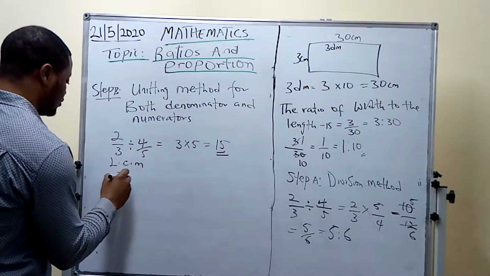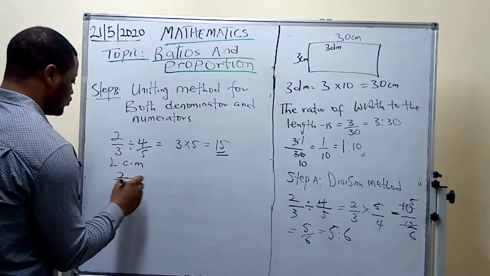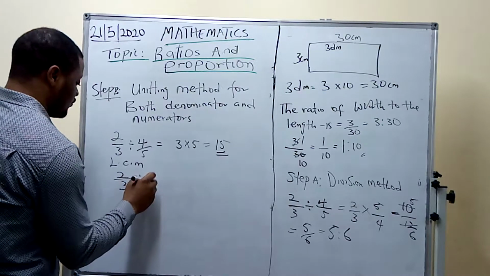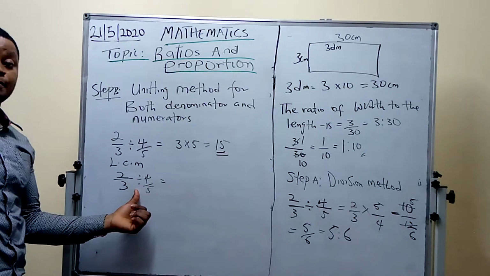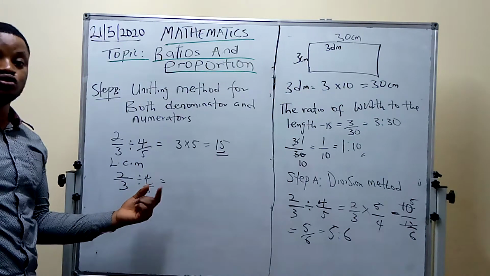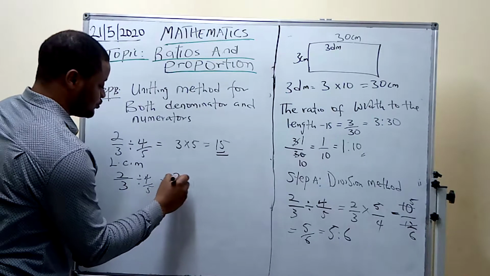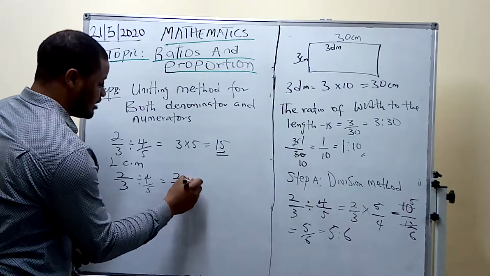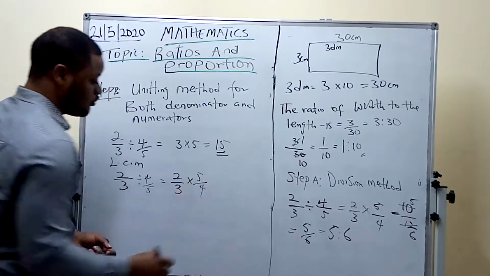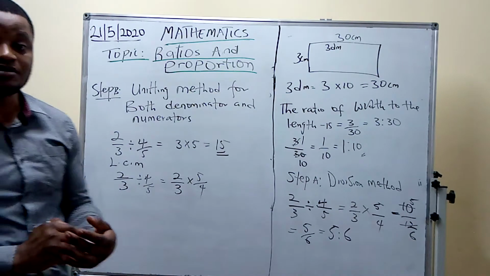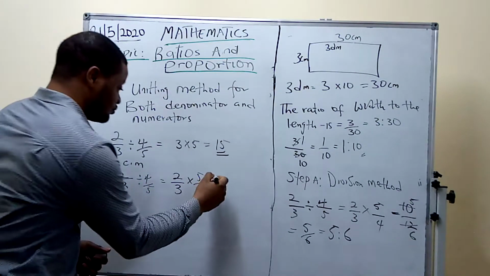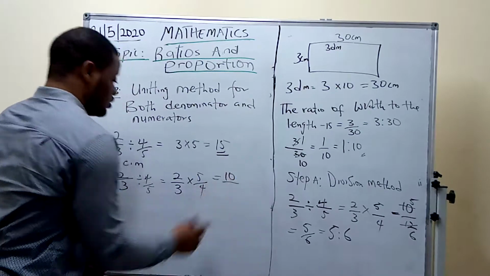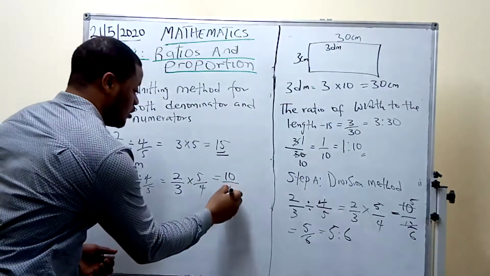Then we proceed with our solution. 2/3 divided by 4/5. Since there is division here, we have to what? Change it to multiplication. So we have 2/3 times 5/4. 2/3 times 5/4. Now 2 times 5, 10. 3 times 4, that is 12.